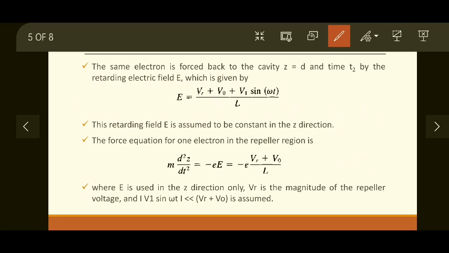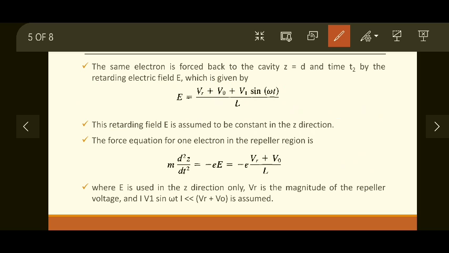Okay, so this retarding field E is assumed to be a constant in the Z direction. This is assumed to be a constant because that will make our analysis simpler. So how to find out the velocity? Velocity can be found out from the force. Now the force equation for one electron in the repeller region is given by this particular equation.